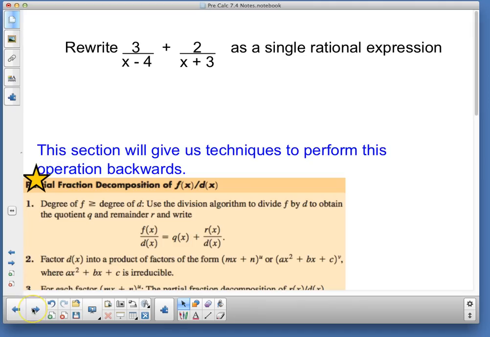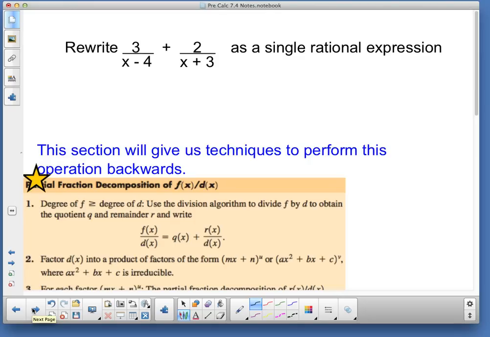But as we go through, I'm really talking about rewriting 3 over x minus 4 plus 2 over x plus 3 as a single rational expression. What we have is partial fractions here. I already have the partial fractions, and we're going to find the single rational expression by first finding like denominators.